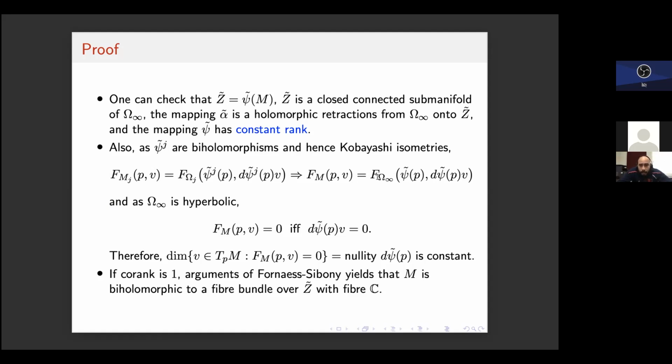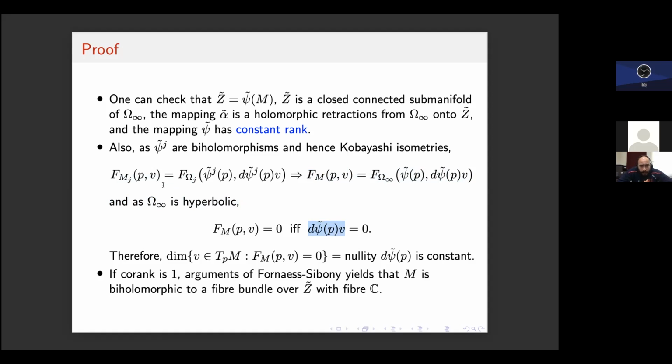But you see, Omega infinity is a hyperbolic domain. So this means that the left-hand side is 0 if and only if the right-hand side is 0, which is true if and only if the derivative of C tilde applied to V is 0. So in other words, the zero set of the Kobayashi metric coincides with the kernel of this linear map, the derivative of C tilde at P. But we already mentioned that C tilde has constant rank. So this means the derivative of C tilde has constant nullity. So the dimension of the zero set is constant. All right, so this is fine.